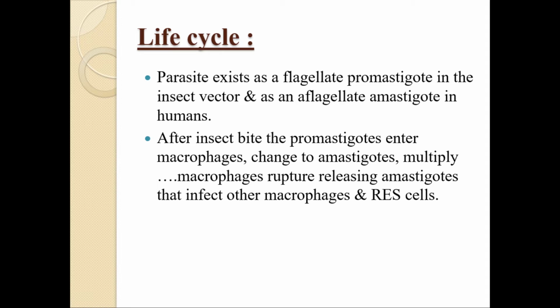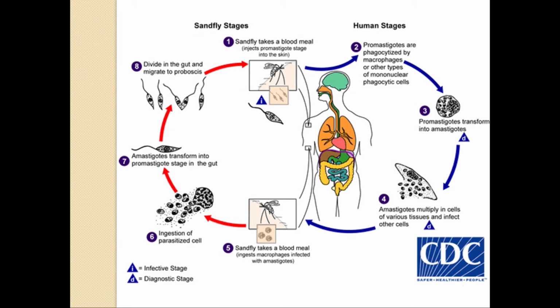It will lose this flagellum and change to amastigote, and multiply there in the macrophages. Then the macrophages will rupture, releasing these amastigotes that infect other macrophages and cells of the reticuloendothelial system, which are, as we said before, the liver, spleen, and bone marrow. This picture shows the life cycle in humans.